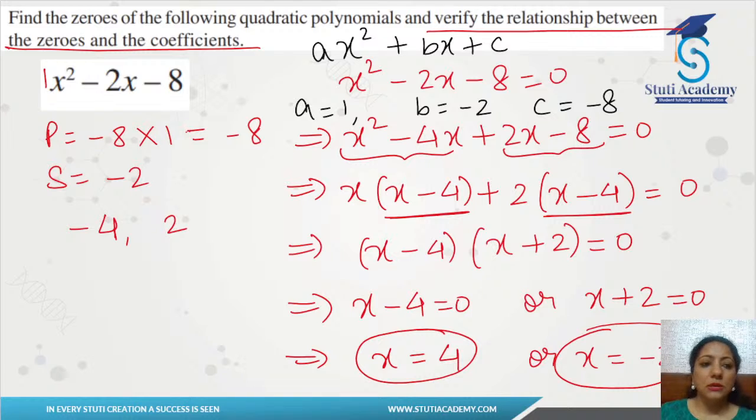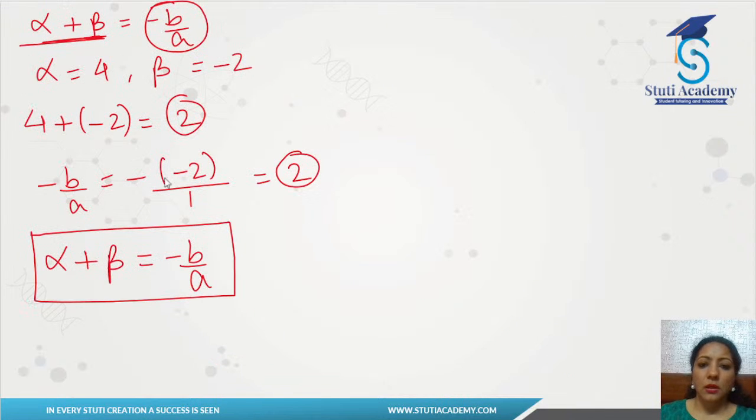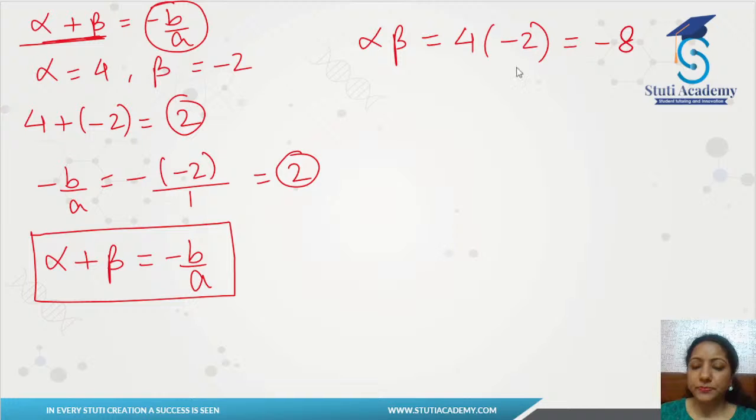Now let us discuss the second relationship, that is alpha beta is equal to c upon a. The product of the zeros should be same as c upon a. Now we have the zeros 4 and minus 2. Let's take alpha beta, the product of zeros. We'll get 4 into minus 2, that is minus 8. Now this should be equal to c upon a.